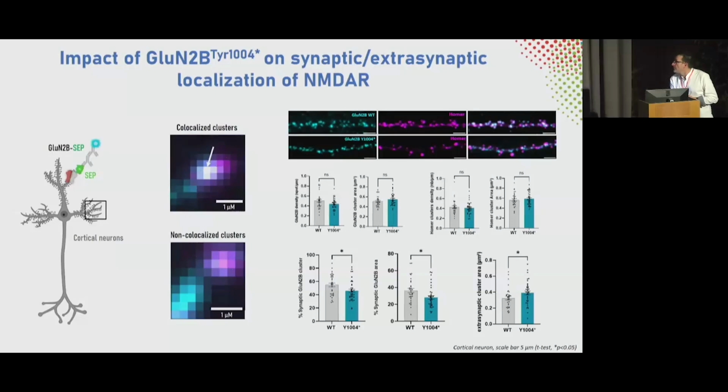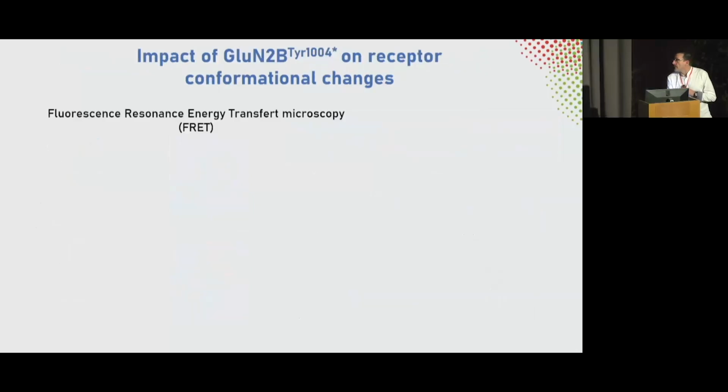So if you look carefully at the result, to go a little bit fast for that analysis, we show that for this specific mutation, the area of the GluN2B spots is smaller at the synaptic part, but bigger at the extrasynaptic part, meaning that you have a mislocalization of the receptor at the extrasynaptic part compared to the synaptic part. To go a little bit more deeply into the mechanism, we decided to study the interaction between the different subunits of the receptor.